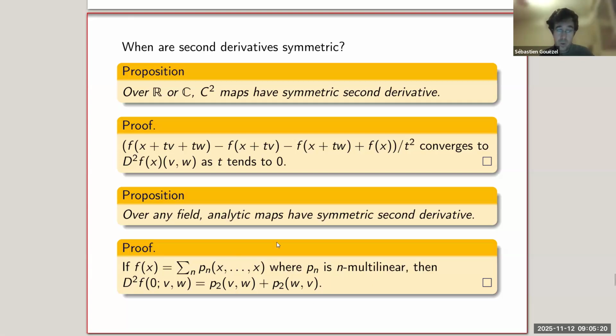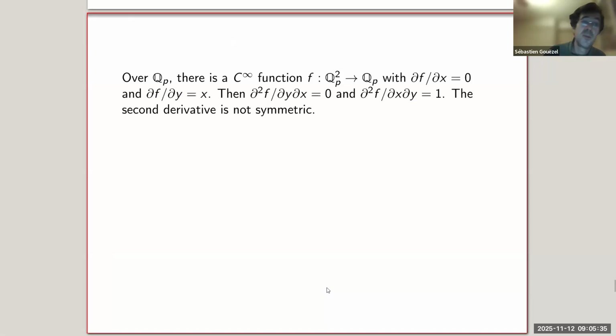In the power series, you have a quadratic term, P2. And the second derivative is P2 of VW plus P2 of WV. So it's symmetric just by the formula. And there is some bad news then: if you're not in one of these two situations, second derivatives are not symmetric in general.